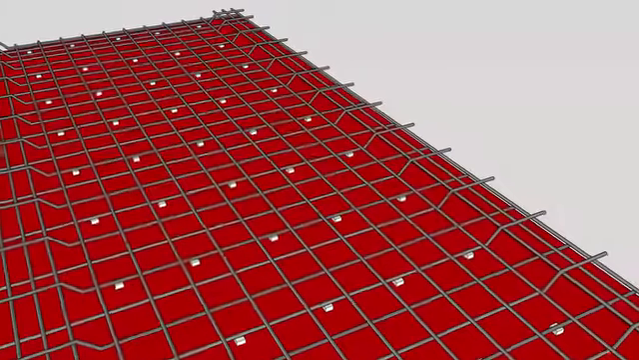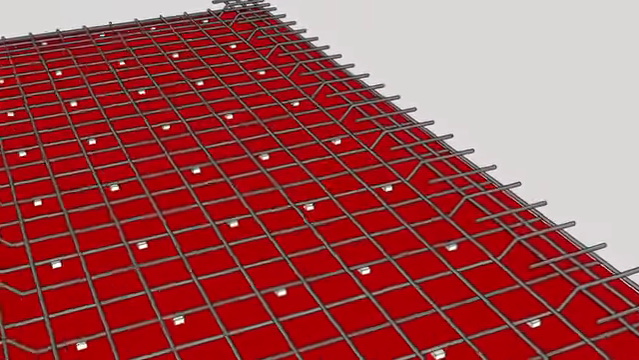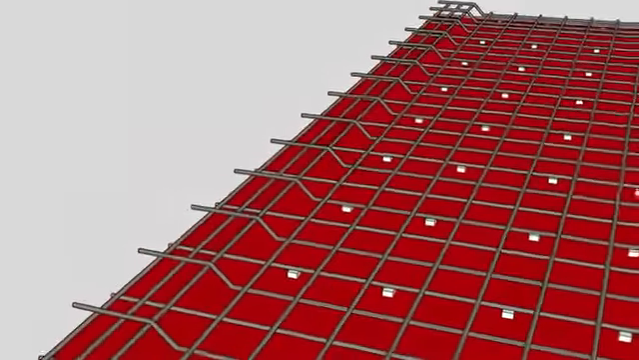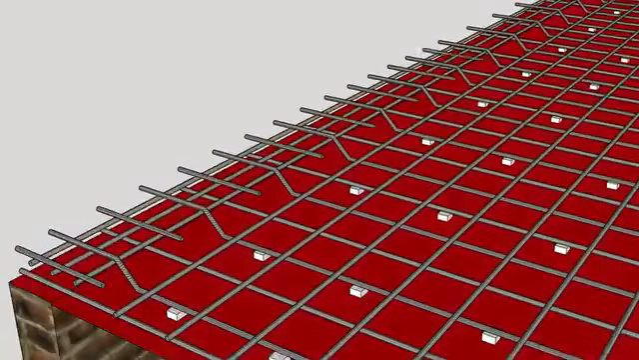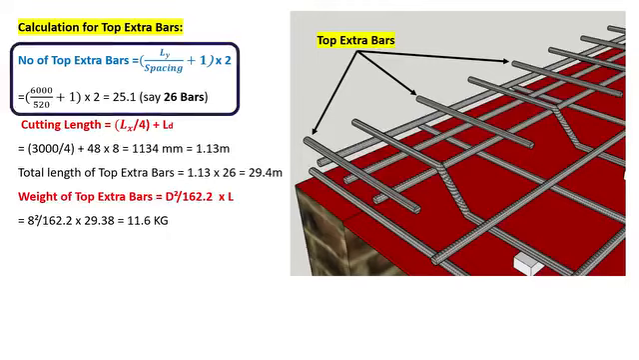Finally, let's do the calculation for top extra bars. The top extra bars are provided in case the main bars are provided as alternative bent up bars. The number of top extra bars is given by the formula Ly upon spacing plus 1 into 2. Ly is the longer span, which is given as 6000 mm, and the spacing of these bars is twice the spacing of main bars, that is 520 mm. On substituting these values, the number of top extra bars is 25.1, say 26 bars.